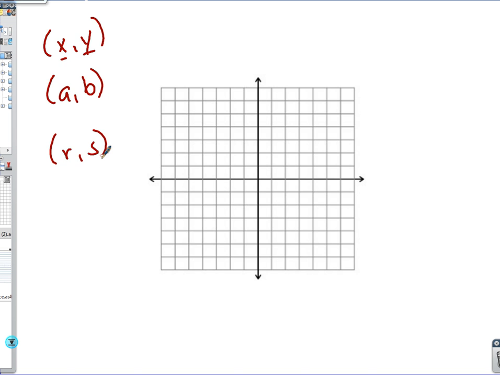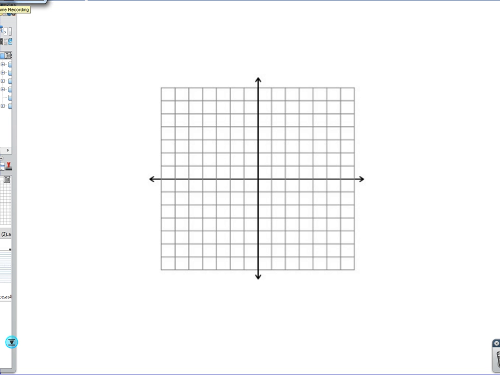When we go to graph these values, I remind you that you had an x-axis and you had a y-axis, which could be replaced with an a-axis and a b-axis, or an r-axis and an s-axis. The same way, same alphabetical order. And to plot points, let's start with the ordered pair 2, 3. Your first number is an x, your second number is a y. The first number tells you how far right or left to go on your x-axis. The second number, how far up or down to go on your y-axis.